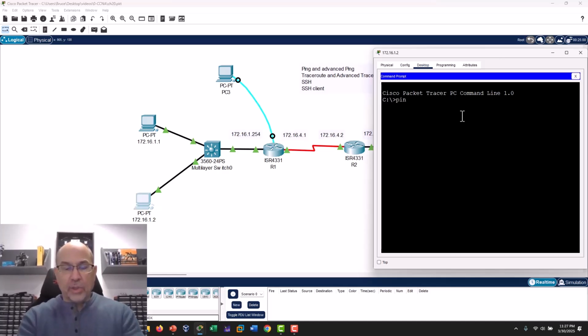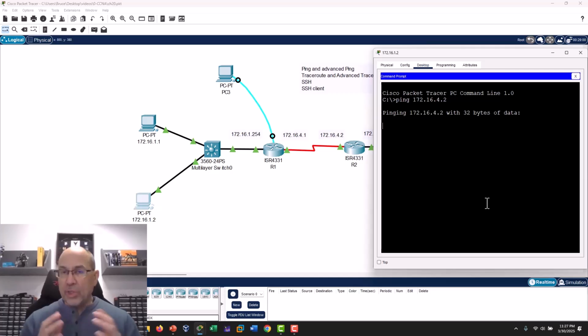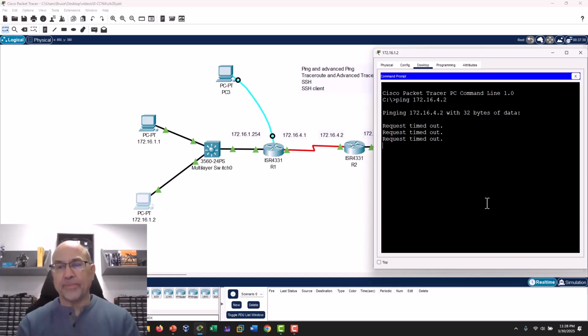If I try to ping 172.16.4.2, it doesn't work. I can't get out here, which also means that I couldn't SSH to that particular device. But if we remember that I created a username and that my router has an SSH client, then here's a way that I might get away with this.